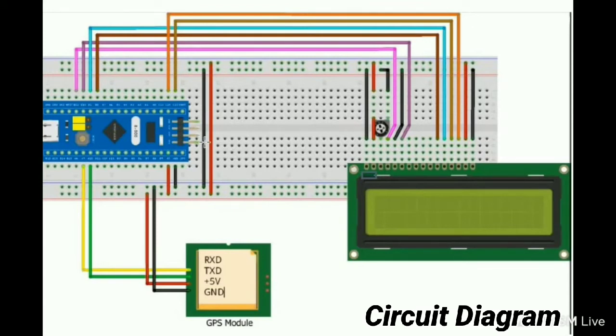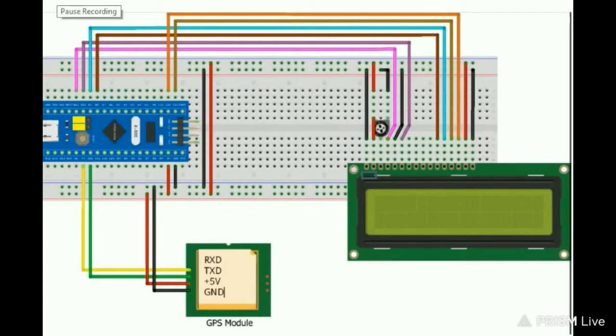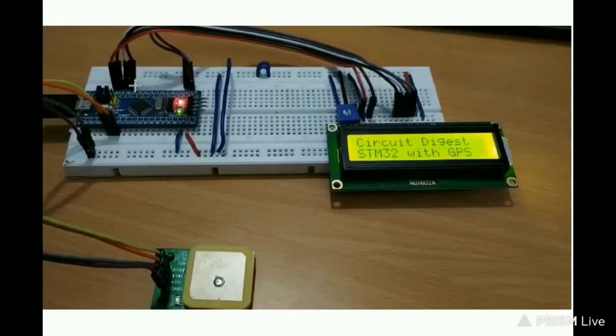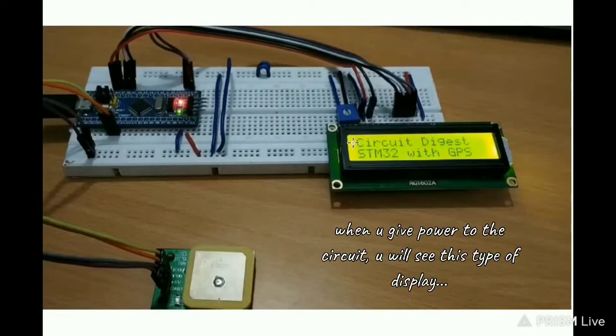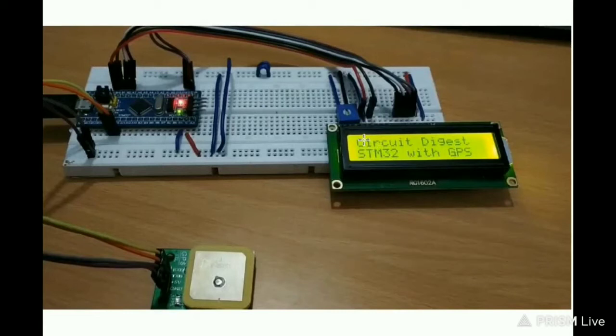So let us give the power to the circuit. I'm going to show you the circuit live. As you see, when you give the power through this port, the screen starts to display here, and the GPS module is showing the signal here. And when you upload the code on the Arduino, it will start showing the latitude and longitude, and from the map you can easily cross check the latitude and longitude.